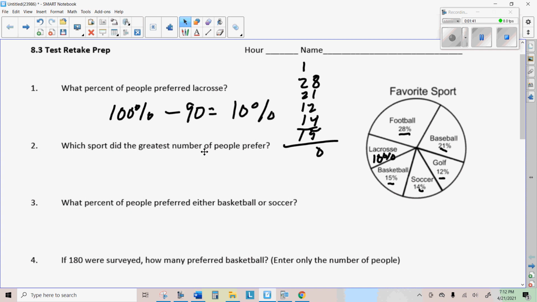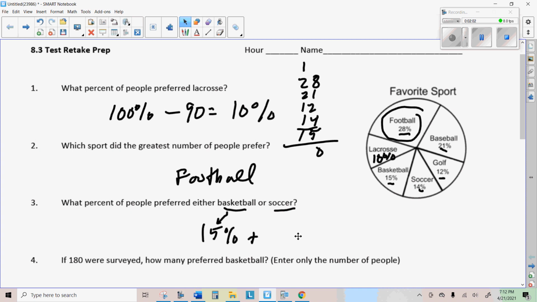What sport did the greatest number of people prefer? So the biggest part of the pie, that would be football. What percent of people preferred either basketball or soccer? So I need to add basketball, which is 15%, plus soccer, which is 14%, and that equals 29%.